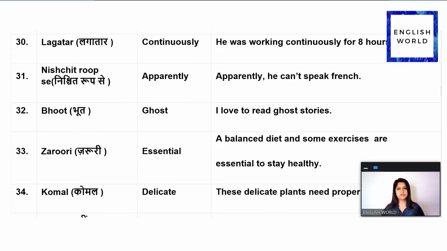Next is bhoot. Bhoot is called ghost in English. So we can simply form a sentence like I love to read ghost stories. भूतों की कहानियाँ. That is called ghost stories. Next is zaruri. Zaruri is known as essential in English. And we can use it in a sentence if we want to say that a balanced diet and some exercises are essential to stay healthy.